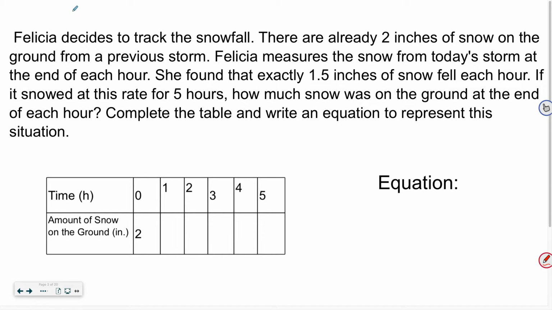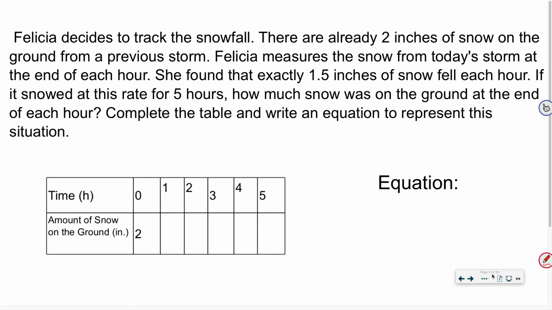Felicia decides to track the snowfall. There are already 2 inches of snow on the ground from a previous storm. Felicia measures the snow from today's storm at the end of every hour. She found that exactly 1.5 inches of snow fell each hour. If it snowed at this rate for 5 hours, how much snow is on the ground at the end of every hour? Complete the table and write an equation.